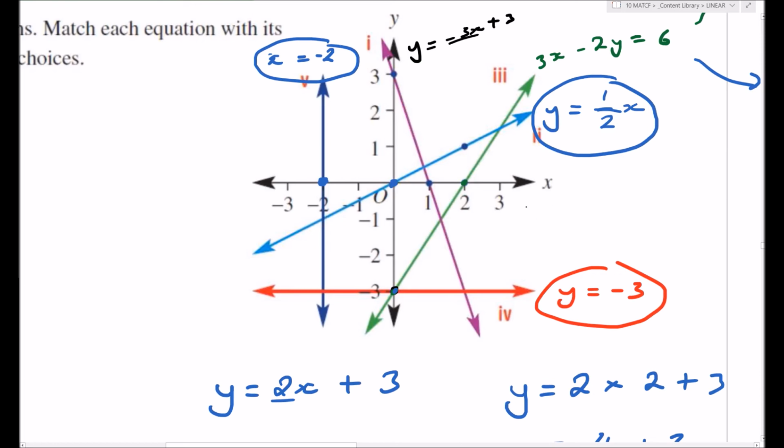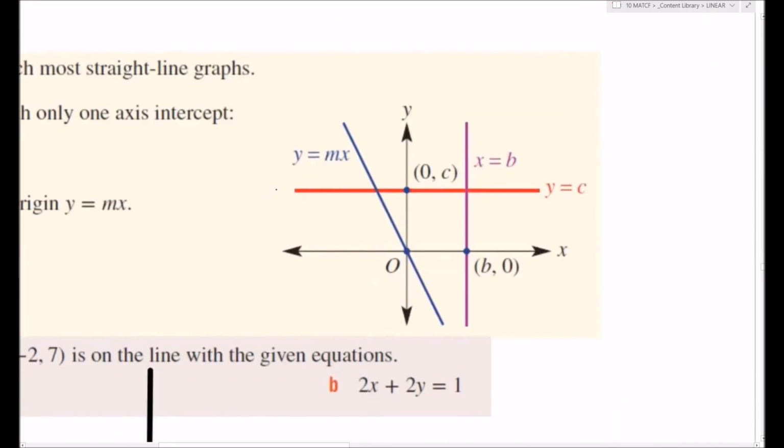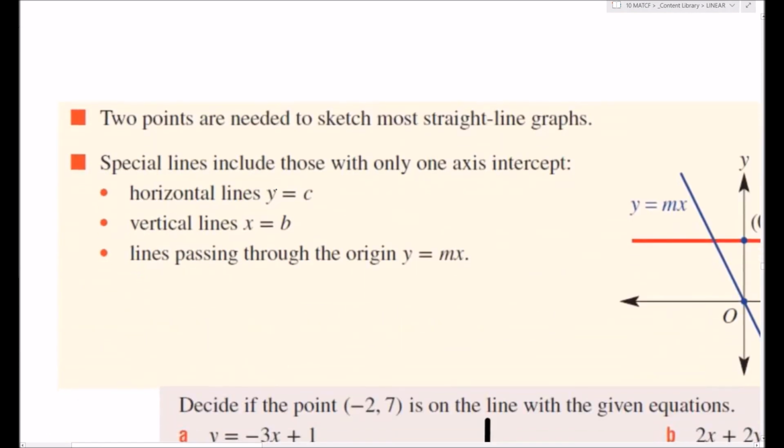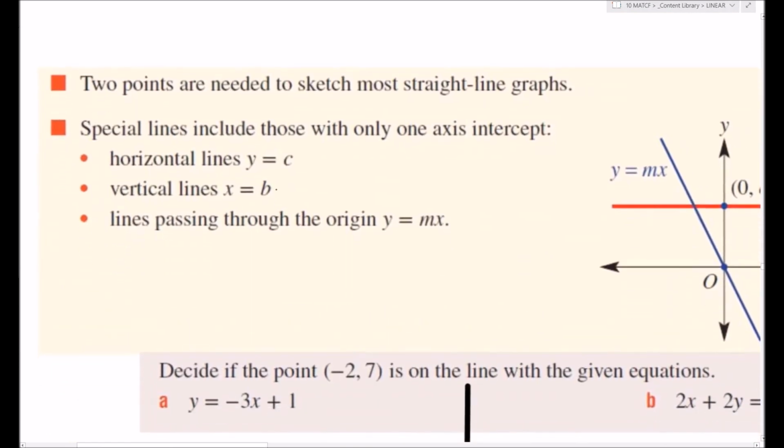Okay, there's no gradient. Oh, there is gradient, especially for this one, but these two don't. Okay, and they're considered special lines because they just cross through the axis once. Special lines include those with only one axis intercept.